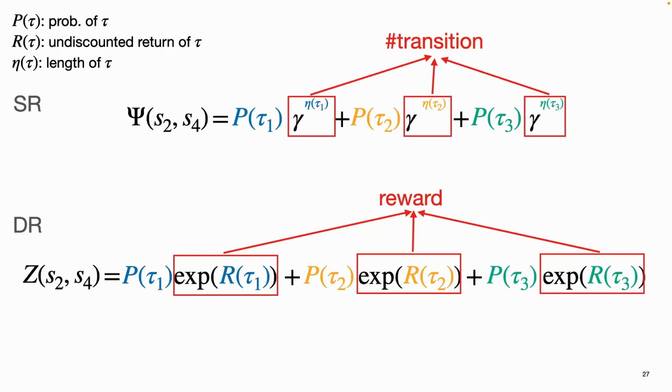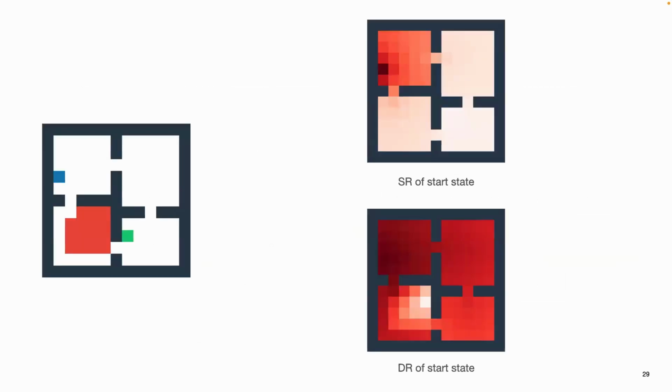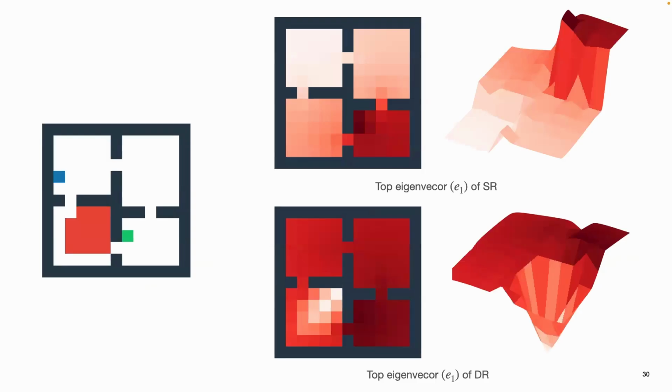Any other questions? So we saw that the representations are different because the DR is reward aware. Now we can also look at their top eigenvectors. As before, the successor representation just has the highest value at the goal and diffuses across the state space. The default representation does sort of the same. However, in a low reward region, there's a sudden dip in the values, like a valley. That is why it is reward aware.